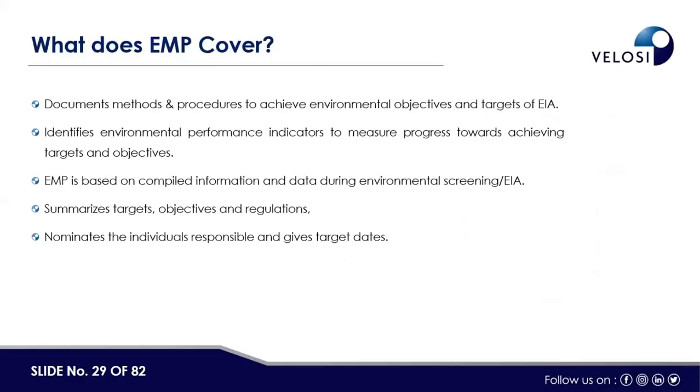So what does the EMP cover? Basically, it documents and identifies the methods and procedures, and then it identifies the environmental performance indicators. The EMP is based on the compiled information and data during environmental screening and the EIA. Basically, the EMP is an outcome of the EIA. So the EMP can be developed by compiling the information that we gathered during the screening or the EIA. Then we have to summarize the target objectives and regulations, nominate the individual responsible and give target dates.